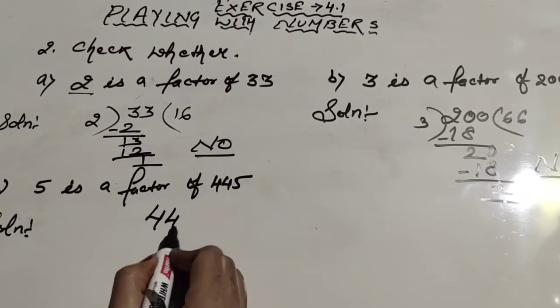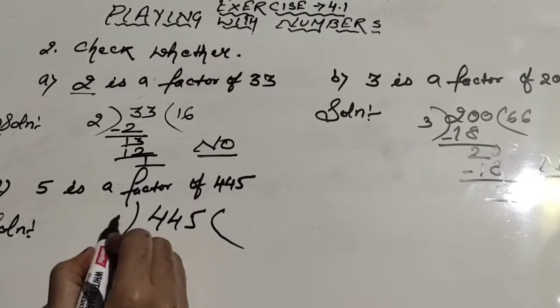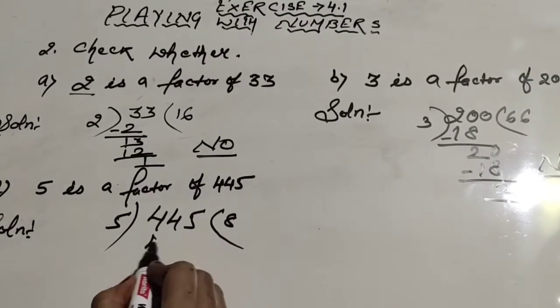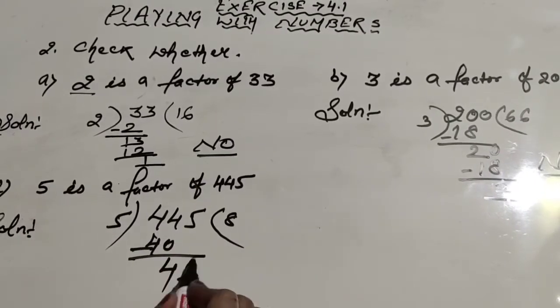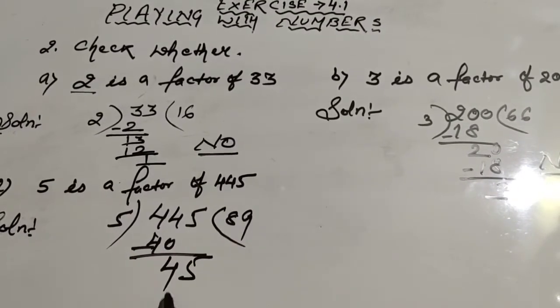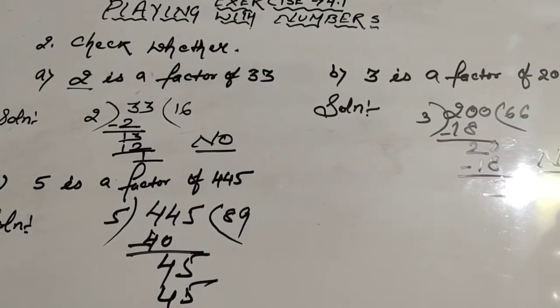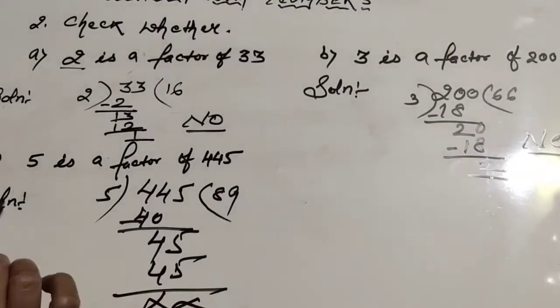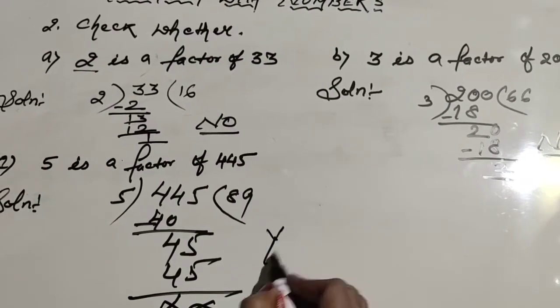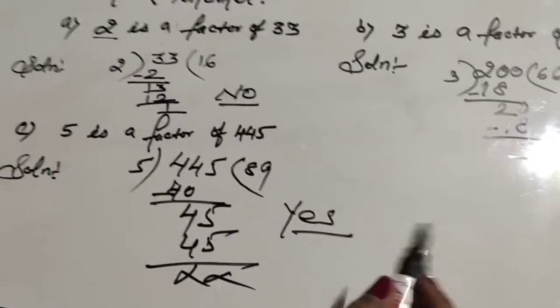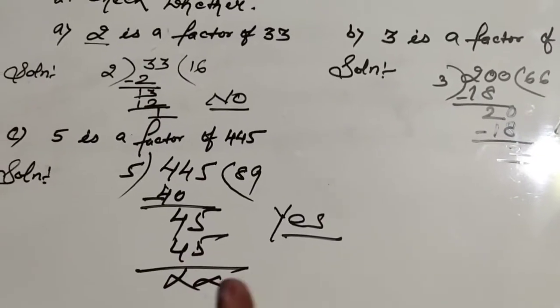Now the last one: is 5 a factor of 445? You just divide in the rough notebook. 5 eights are 40. Subtract. Again take down 4. In the 5 table, 5 nines are 45. Your remainder is 0. It means it is a factor of 445. So you have to write yes. Understood? So D, solve it yourself.